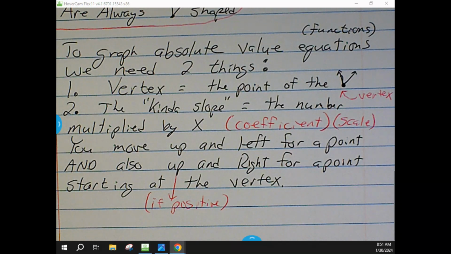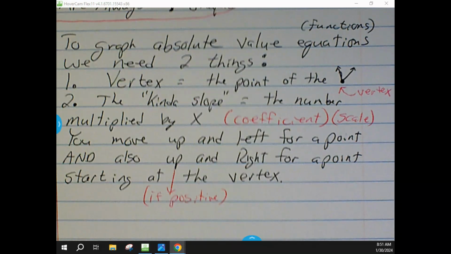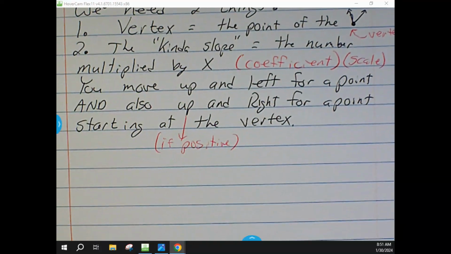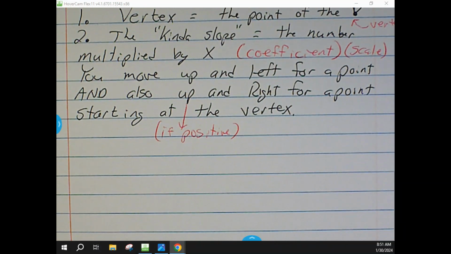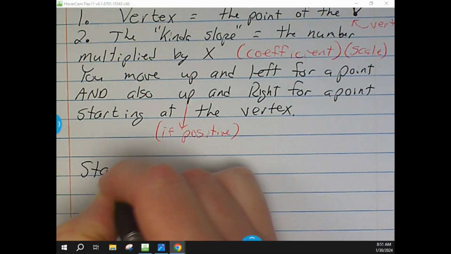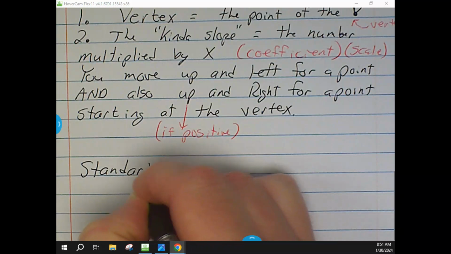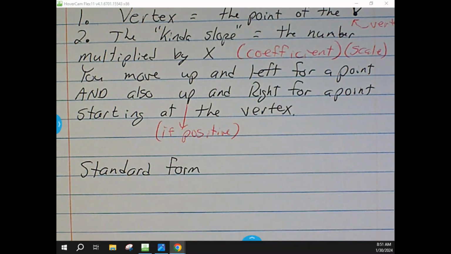Okay, so that's where it's kind of like slope, but it's not technically slope, because slope is just for a linear equation. For absolute value, it's the a value that they're going to call it when we go through this. All right, so standard form is basically this.